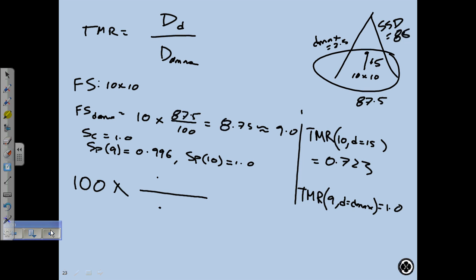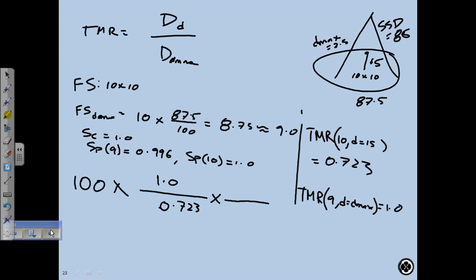Okay. So, the ratio of TMRs, we know that the dose is going to go up, so we need to do 1.0 over 0.723, times the ratio of Sp's. Now this is actually a very small correction factor. If you're in the clinic and you're in a rush, that might not be a big deal that you leave that out. But the proper way of doing this is to throw in the ratio of Sp's.